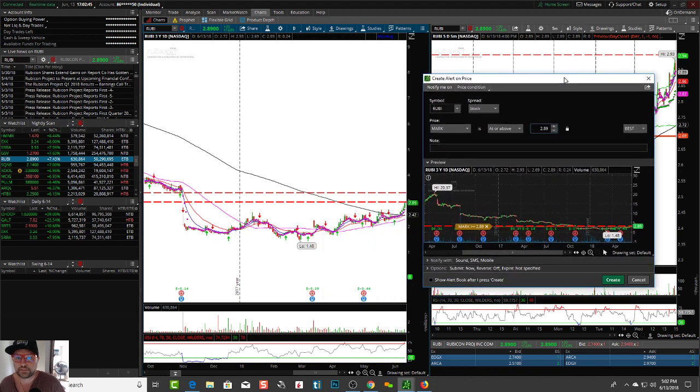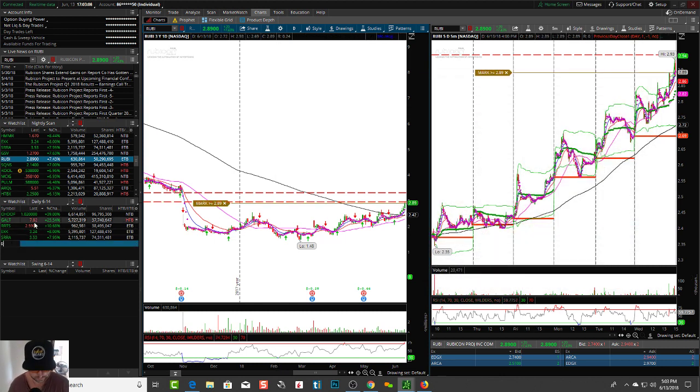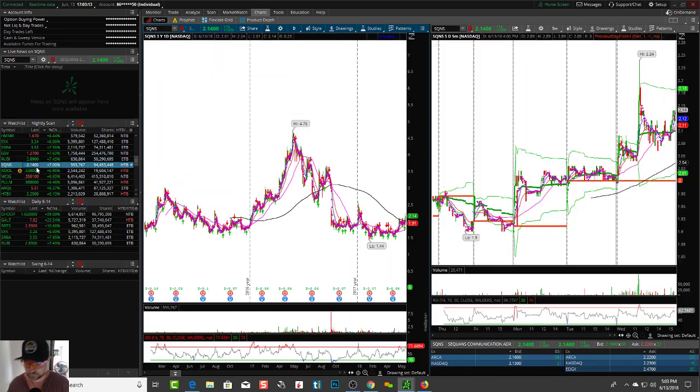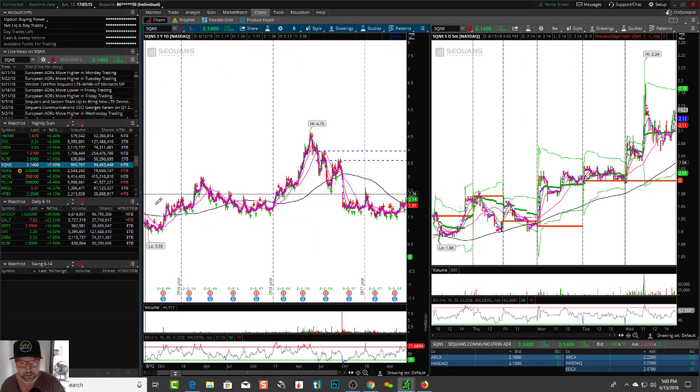All right, so price is in the gap. Watch if it moves to fill around 330-ish. RUBI. No problem.